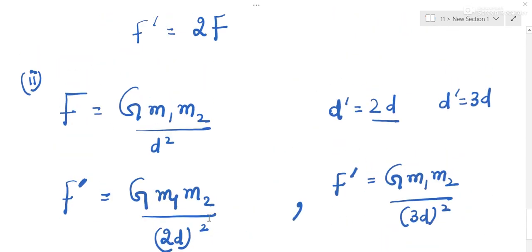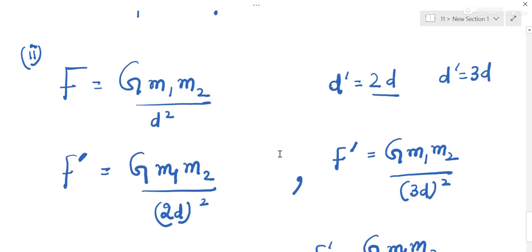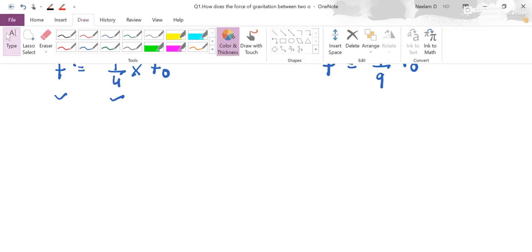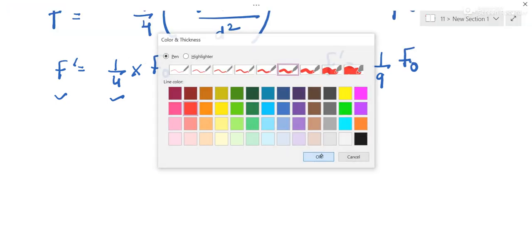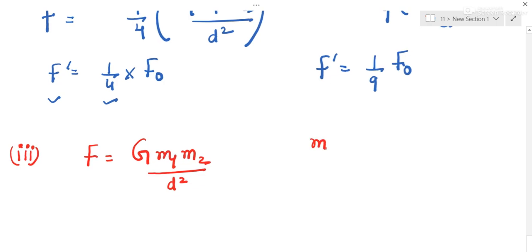Now we'll see one more part, that if masses of both the objects are doubled. So again we will pick up the formula. First we will write case number 3. Case number 3, force is equal to capital G m1 m2 by distance square. First object mass is also doubled, so please write dash so that it is new mass. And second object's mass is also doubled.